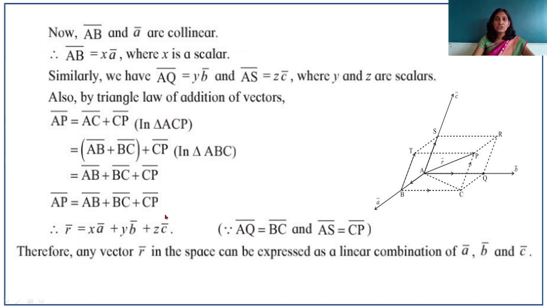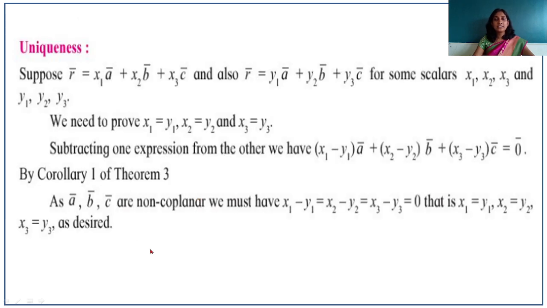What is this? This is the linear combination. Scalar into vector, scalar into vector, scalar into vector. So we expressed R bar as a linear combination of A bar, B bar, C bar. Now we have to prove the uniqueness of this theorem, that the scalars are unique.